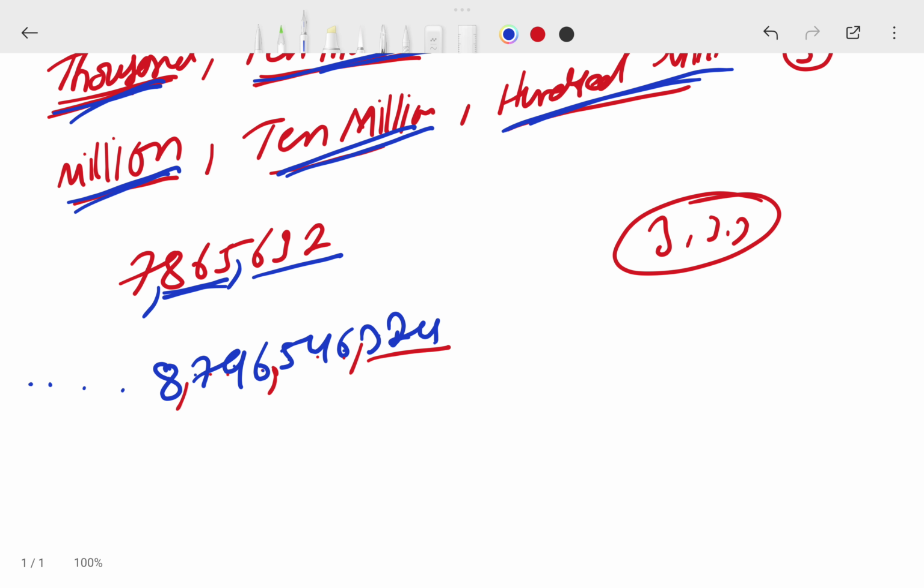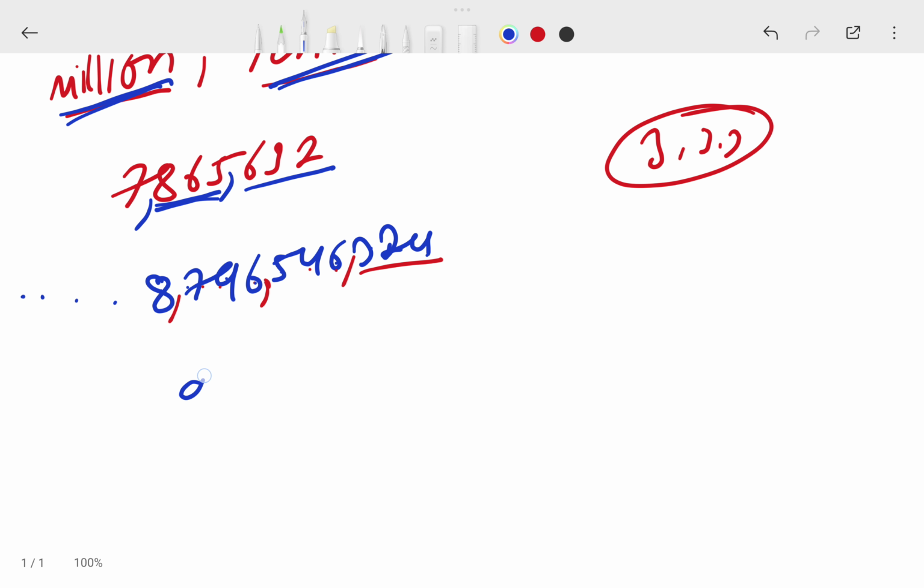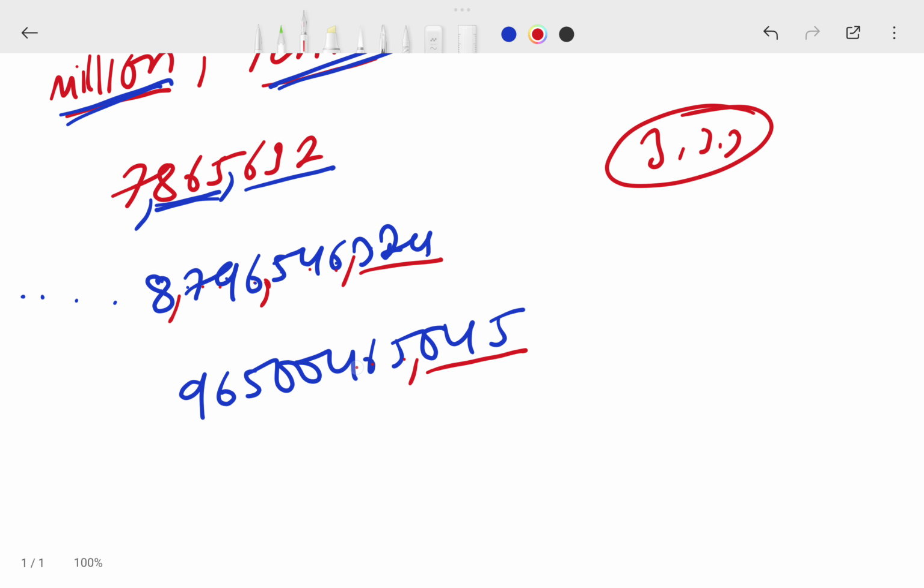Okay now, take another number: 9600465045. Now you have to put commas. In the international number system, how will we put commas? After every 3 digits put a comma: 1 2 3, comma, 1 2 3, comma, 1 2 3, comma, over. This is 2 digits. If it is going like that, you put commas like that.